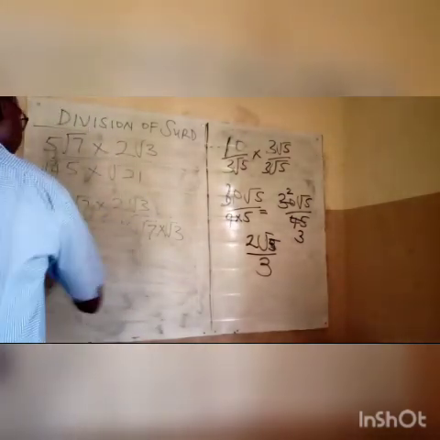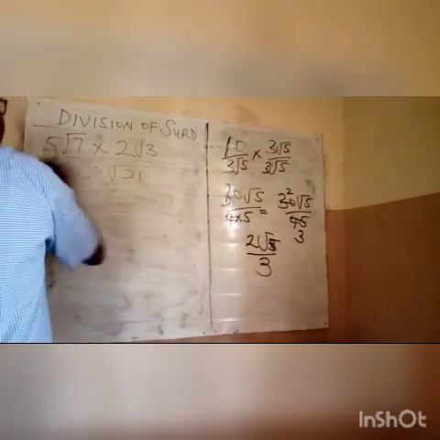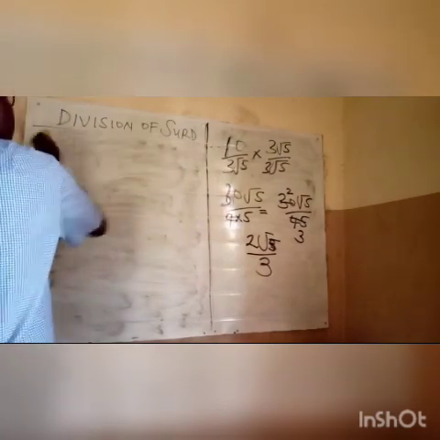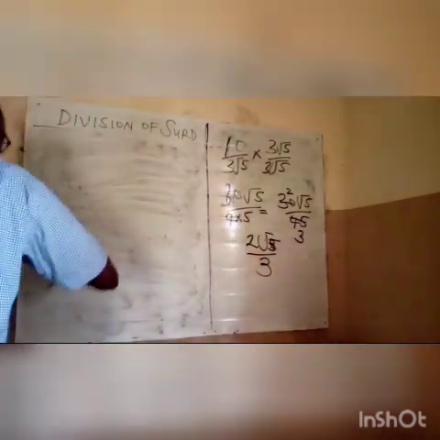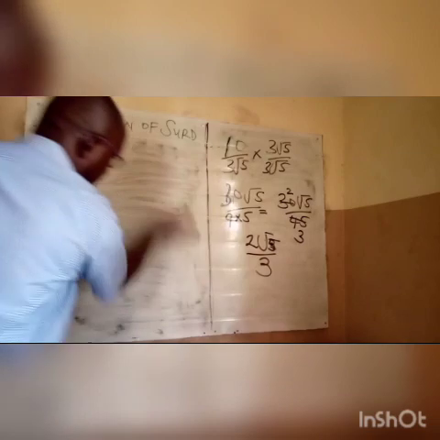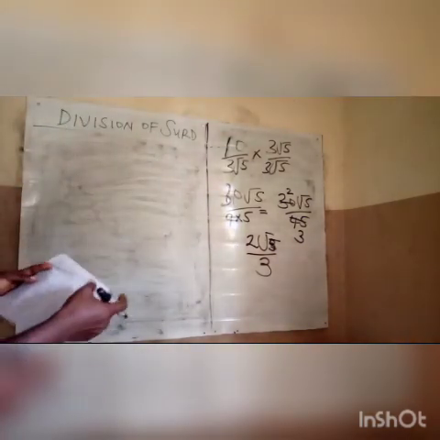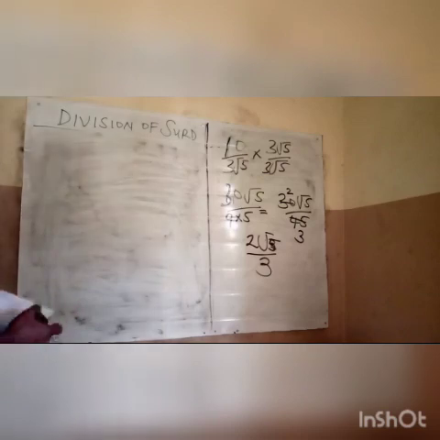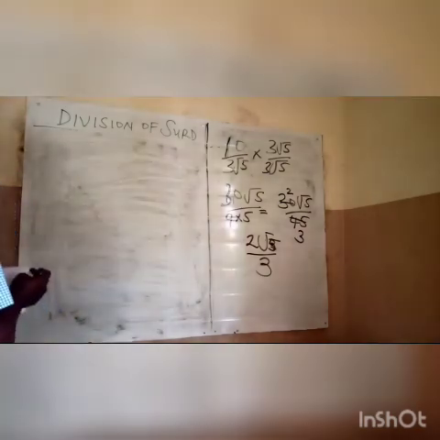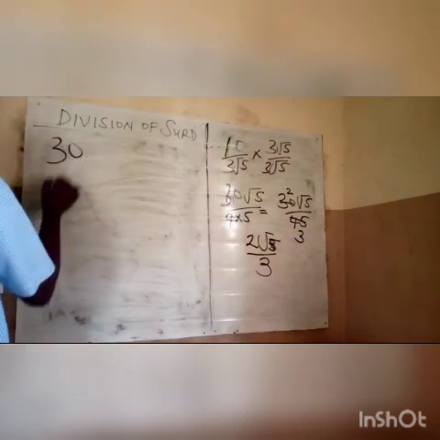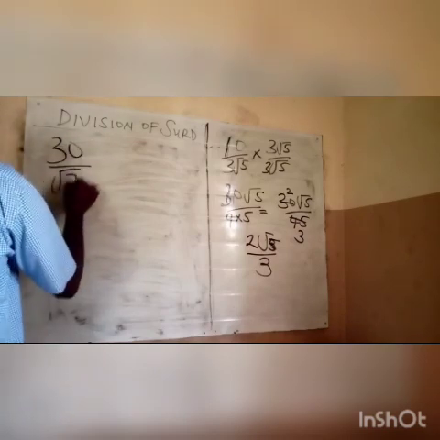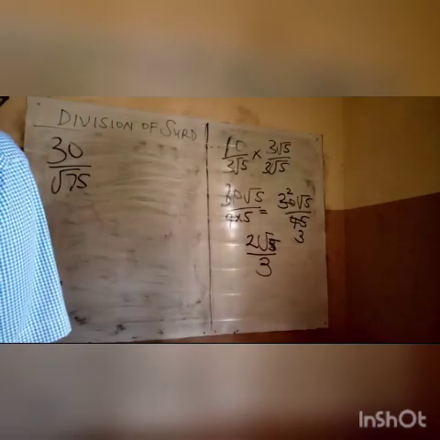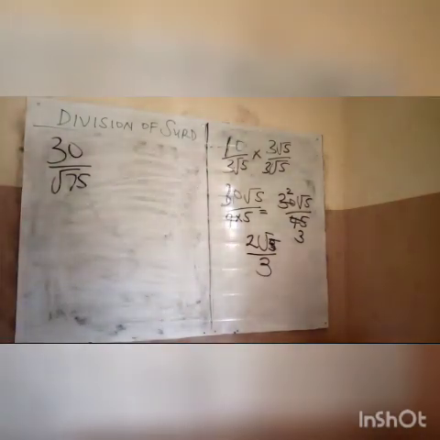Let us see another one. Division of surds. We can actually solve 30 over root 75. 30 over root 75. We can simplify before solving.